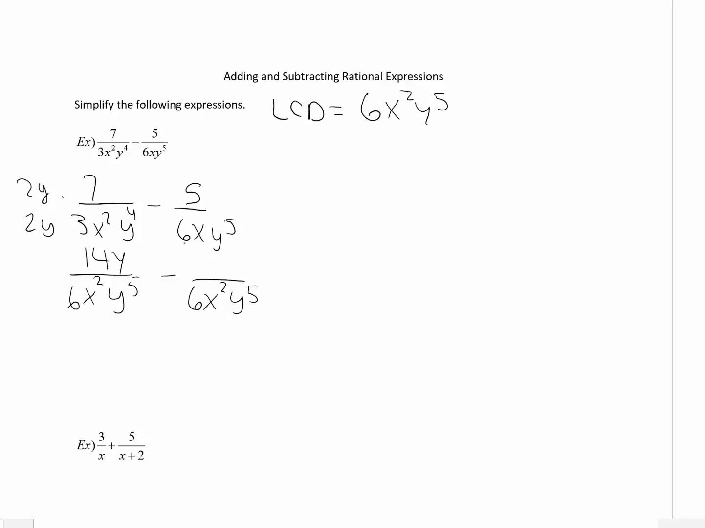Now, what factor am I missing in this denominator that is in my LCD here? Well, that's x. So I've got to multiply the top and the bottom by x. Again, you're multiplying by 1, nothing changes. 5 times x is 5x. Now that my denominators are the same, I can rewrite it as one fraction. I can't factor the numerator any further. I can't divide out any common factors, and we're done here.